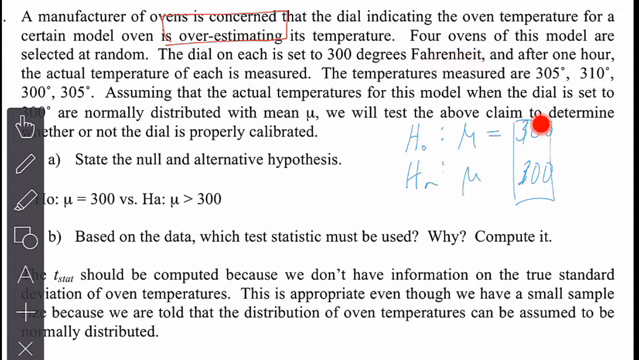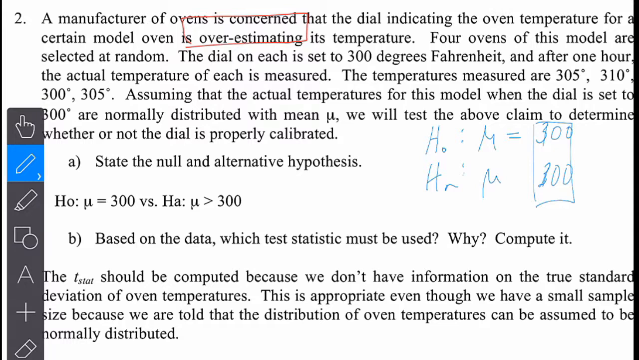It's supposed to be 300, but it looks like it's saying it's higher. We're suspicious that on average it's giving a higher value. Okay? So that's the null hypothesis and the alternative hypothesis.